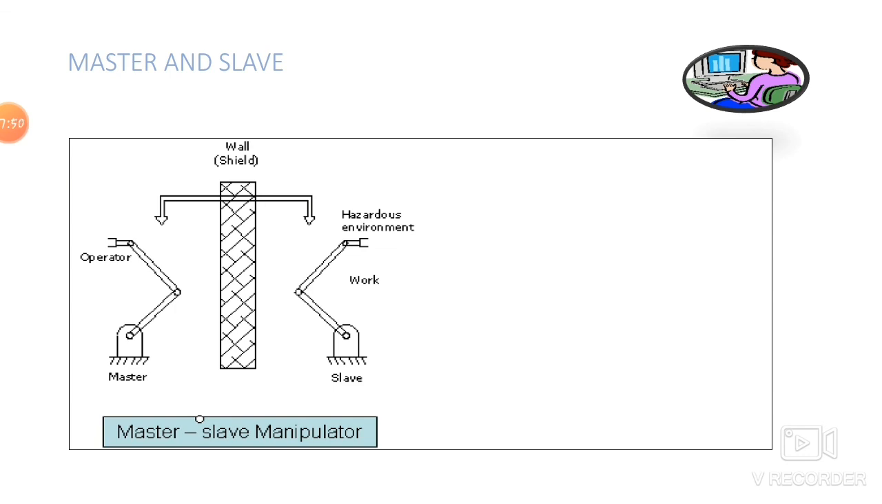If a fire occurs in any mall or building, humans cannot go inside, so we send the robot. We program the robot and give it instructions, but the robot works in the hazardous zone. The place where the robot works is the slave side. We give input to the master. Clear? That is the master and slave input.